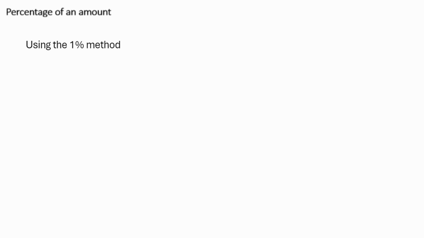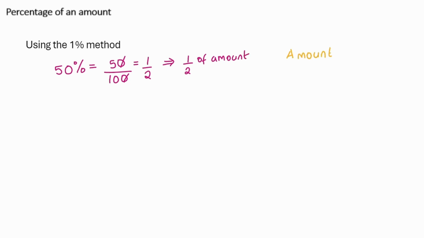There are a few percentages that we can use in order to help us find all the other percentages. So first, we want to look at 50%. 50% as a fraction can be written as 50 over 100, and when we simplify that down, that is the same as a half, which means that whenever we're looking for 50% of an amount, we are looking for a half of the amount. So what we can do is we can take that amount and simply divide it by 2 to look for 50% of the amount.